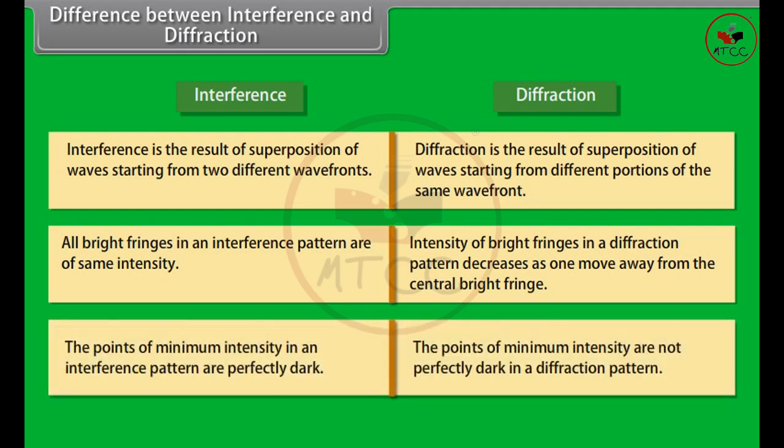The points of minimum intensity in an interference pattern are perfectly dark, whereas the points of minimum intensity are not perfectly dark in a diffraction pattern.